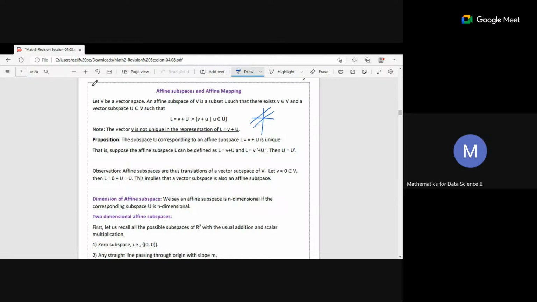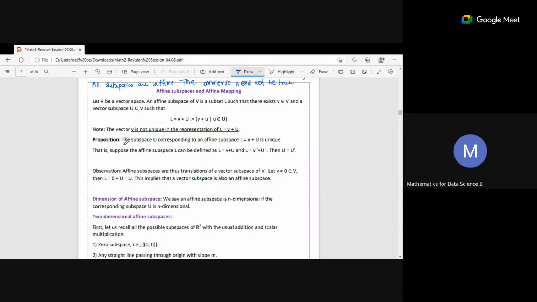So what is it that I told you? All subspaces are affine subspaces, but the converse need not be true. It may be true in some cases, but need not be true. Any affine space need not be a subspace. And in this representation, this vector v need not be unique. We have given some examples where the same affine space can be written with various different v's.